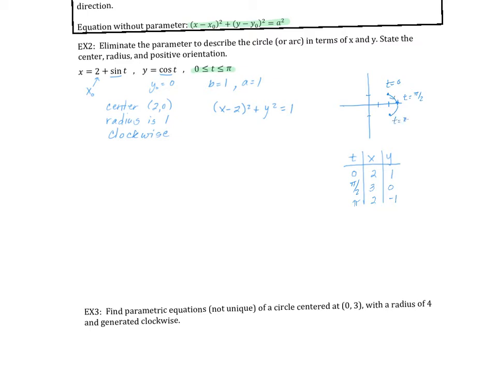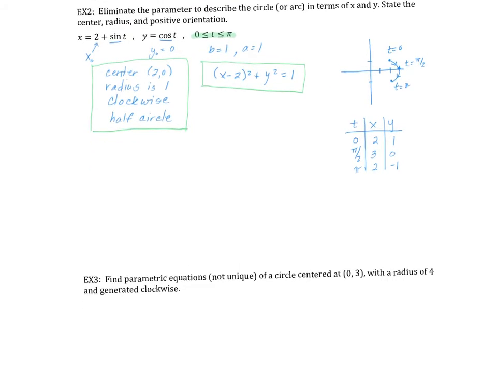Okay, so this is being generated in the clockwise direction. However, it's not a complete circle. It's just an arc or a half circle. Okay, so we found our center, our radius, we found the direction that it's being generated in, and we also eliminated our parameter. So just remember, this is not unique. There's infinitely many ways that we can describe circles. Which brings us to example 3.